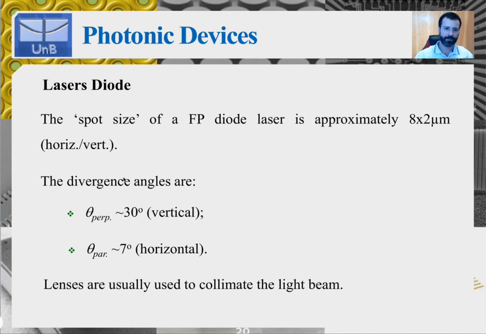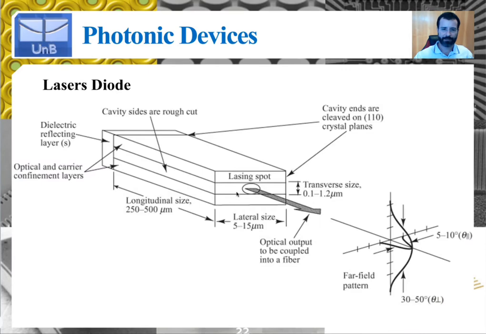The divergence angles are, in the perpendicular or vertical direction, 30 degrees, whereas in the parallel or horizontal direction, only 7 degrees typically, right? But lenses are usually used to collimate the light beam, due to this divergence, which will naturally occur once the light beam is ejected from the waveguide, because it's confined to such a small region, therefore diffraction cannot be avoided. This is illustrated here, right?